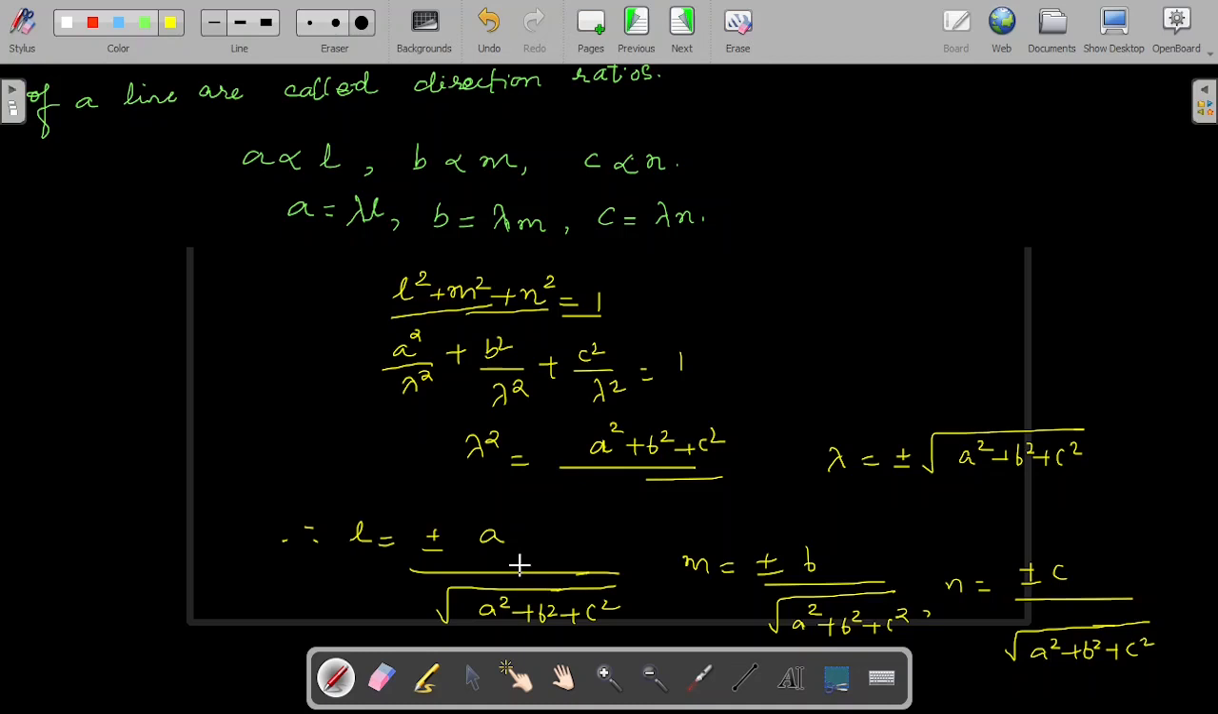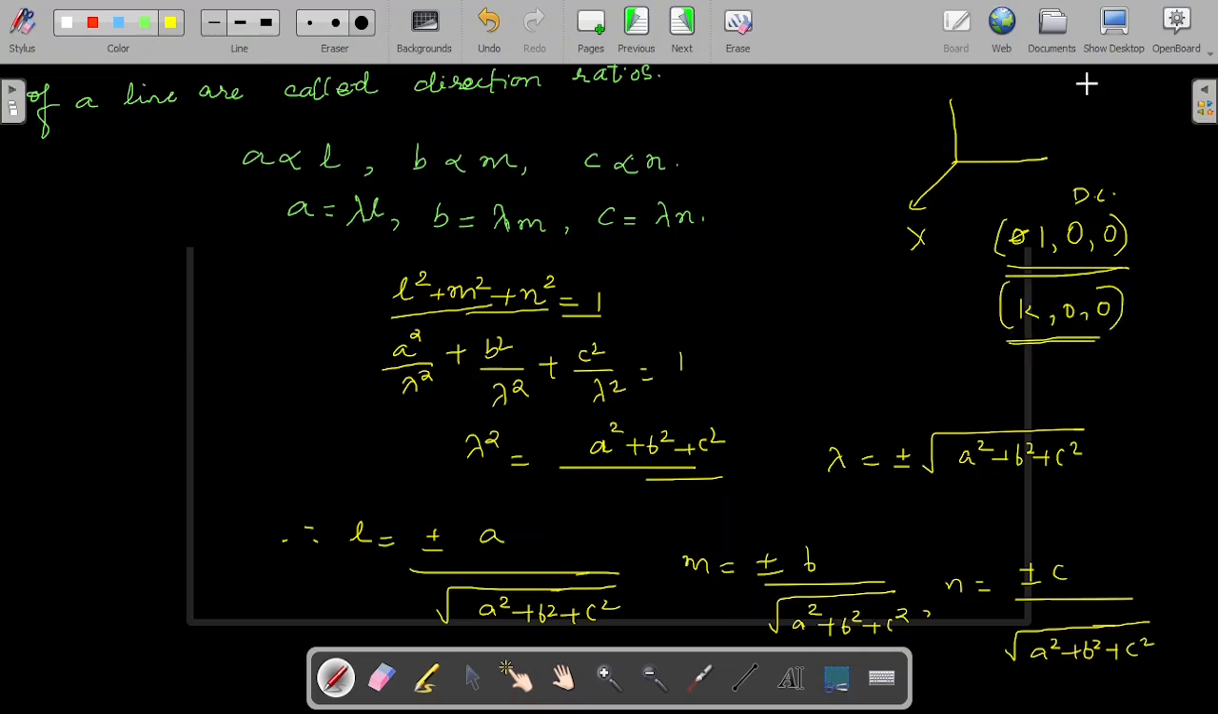Direction ratios are a more general concept. For example, take the direction cosines of the x-axis. The x-axis makes an angle of 0 with the x-axis, so cos 0 is 1. Then with the y-axis it is 90 degrees, so 0, and likewise 0 for the z-axis. These are the direction cosines of the x-axis. Now the direction ratios of the x-axis are any multiples, that is k, 0, 0. This gives any point on the x-axis.